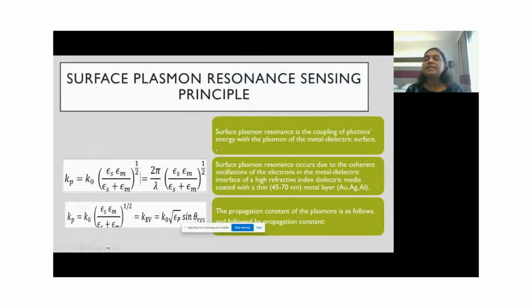Looking at the principle, surface plasmon resonance is a coupling of photon energy with the plasmons of the metal dielectric surface. Surface plasmon resonance occurs due to the coherent oscillation of electrons at the metal dielectric interface of a high refractive index dielectric medium coated with a thin layer of metal, which is gold, silver, or aluminum. This is a kind of nanostructure material which is sensitive to light energy. The propagation constant of the plasmons is as followed in the equation that is given, and the second equation shows the propagation constant of this algorithm.